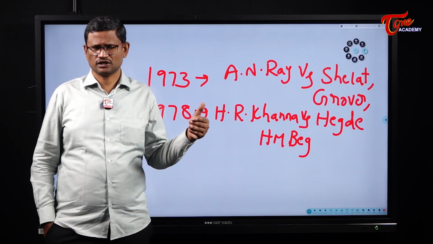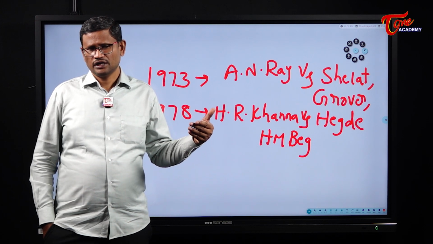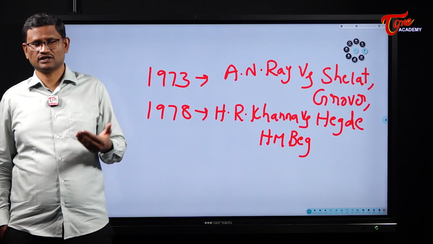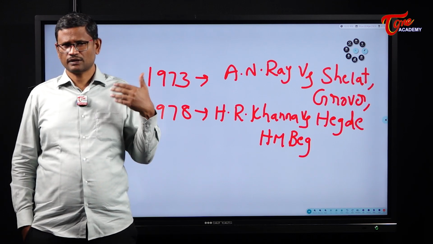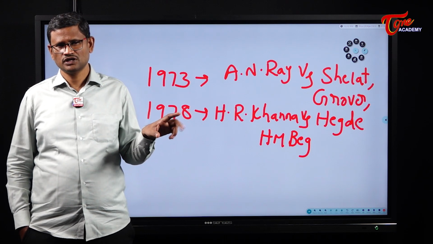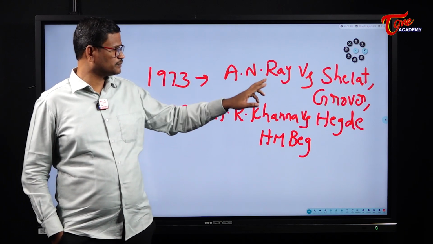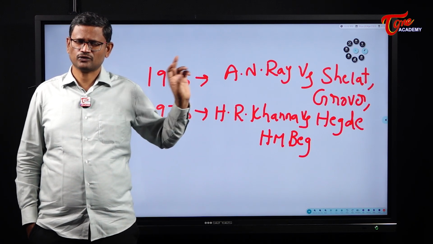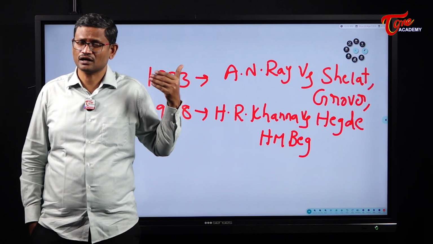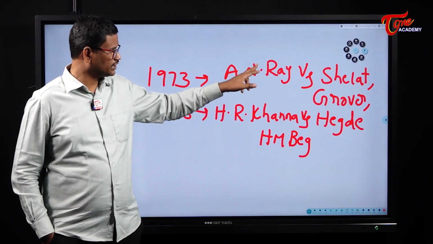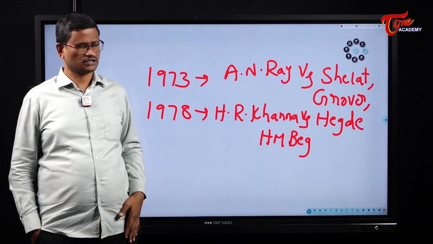In Keshavananda Bharati case, the Supreme Court said, in the Constitution of India, there are certain features which are very important, basic and fundamental. Such provisions, the basic features of the Constitution of India, cannot be amended. So this was the judgment given by these 3 people, Sheelat, Grover and Hegde. They put a limitation on the amending power of the Indian Parliament, and the government did not like their judgment. That's why they were superseded and their junior was made the Chief Justice of India.